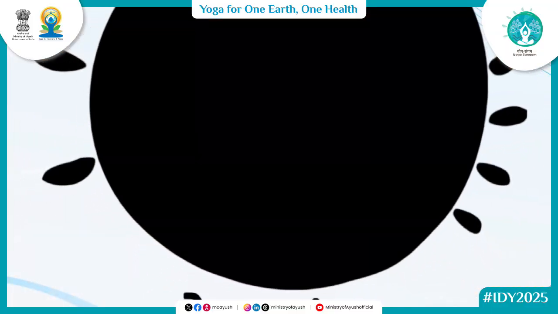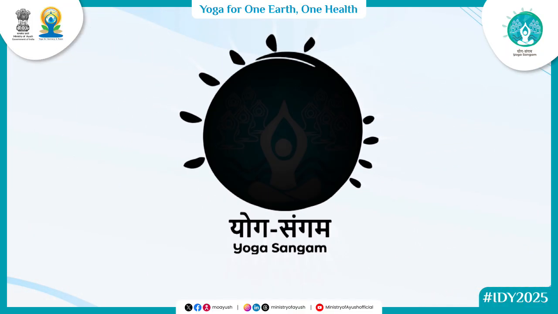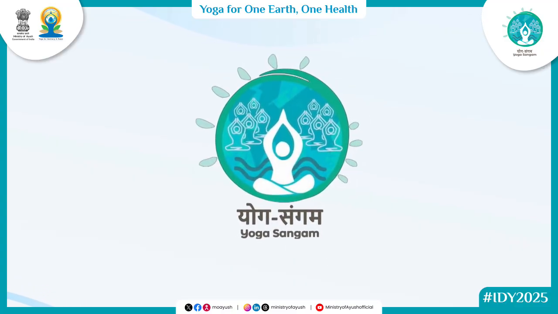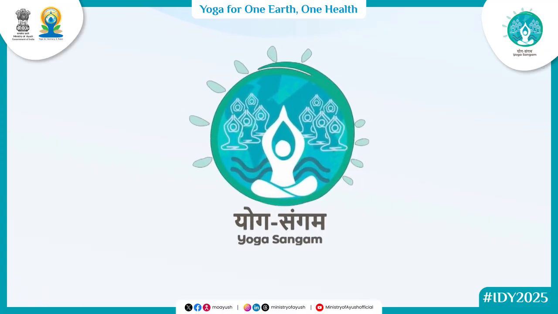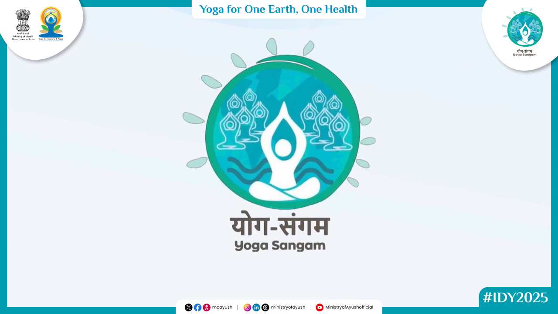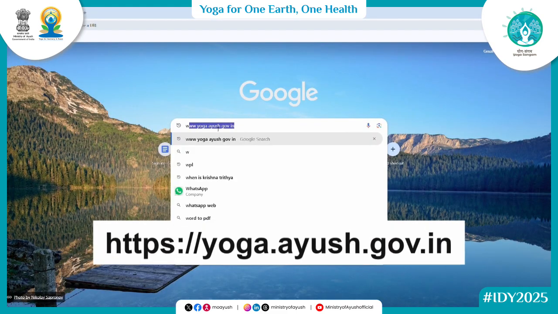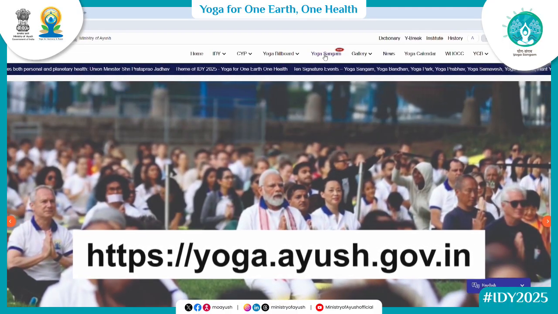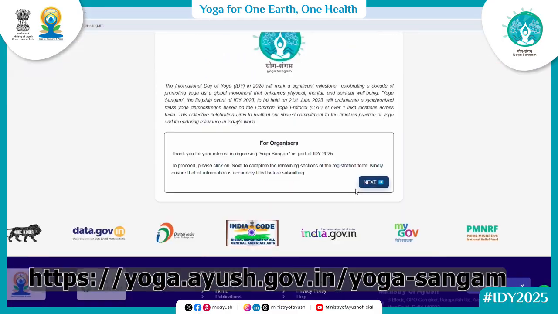Be proud to help create it. Register the proposal of your organization to organize a Yoga Sangam event on the Yoga Sangam portal. Here's how. There are 2 ways to register. Choose whichever suits you. First, you can go to the Yoga portal. Then click on Yoga Sangam. This will take you to the registration page.